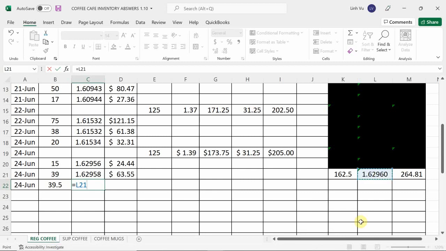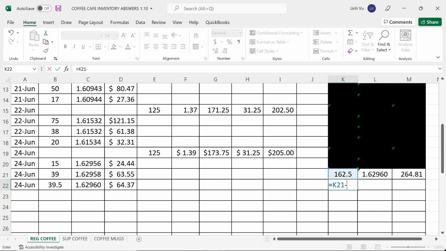Okay? At $1.6296. So what's my total cost of goods sold here? If I end up using 39 and a half pounds at $1.6296, I got 64.37. 64.37. Good. Okay.